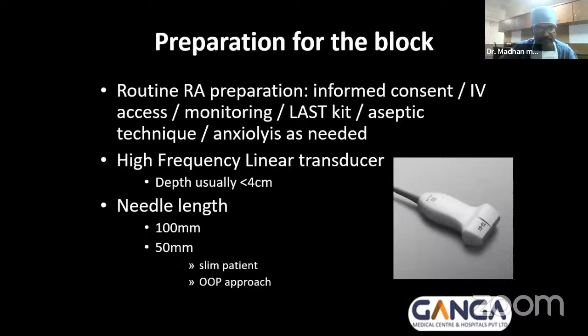Preparation for the block, as with any other block, apart from routine preparation, specific for popliteal sciatic nerve block is your high frequency linear transducer, 6 to 13 megahertz, and needle length, again 50 to 100 millimeter needle, depending upon the build of the patient and whether you are doing an in plane approach or out of plane approach. In plane approach, you need a little longer needle, whereas in out of plane, since the sciatic nerve in the popliteal region is just underneath the adipose tissue, you need a little shorter needle, which is sufficient.